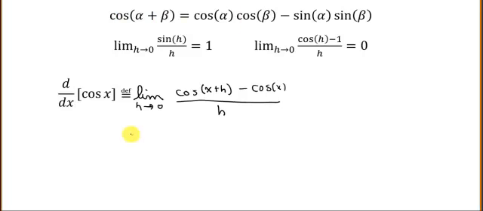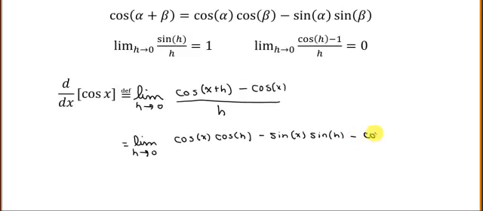Using the angle addition formula for cosine, this is, of course, the limit as h approaches 0 of, well, cosine of x plus h, using the angle addition formula where alpha is x and beta is h, is going to be cosine of x times cosine of h minus sine of x times sine of h, and all of this is the cosine of x plus h, and then we need to subtract cosine of x. And everybody gets divided by h.